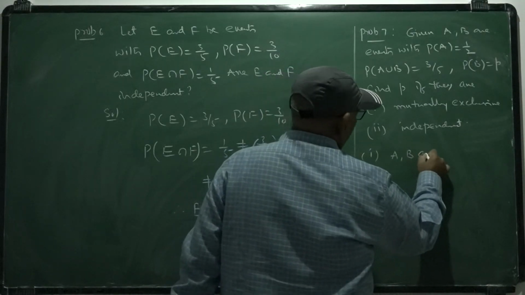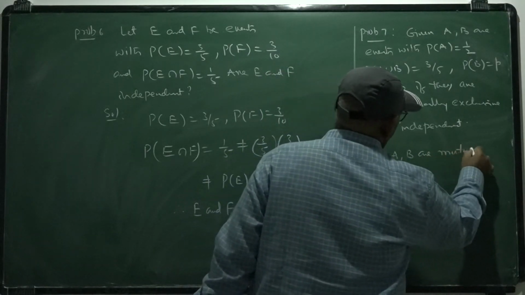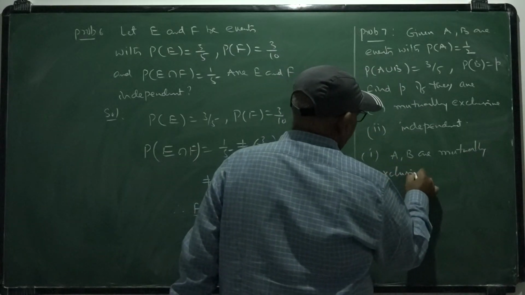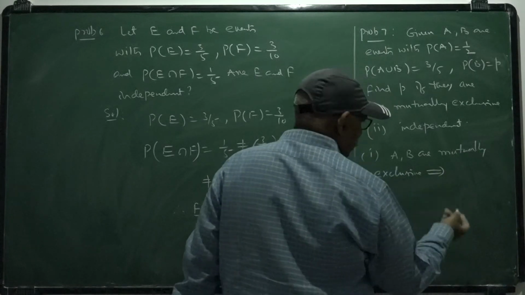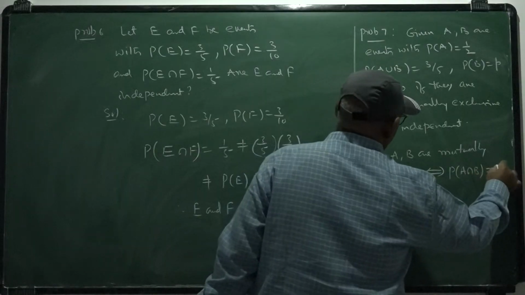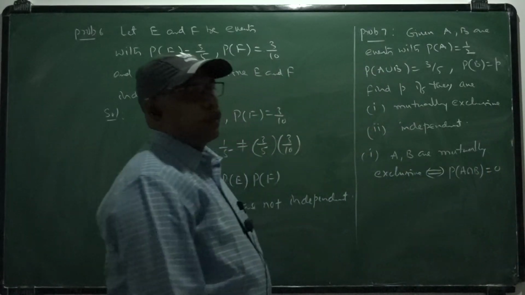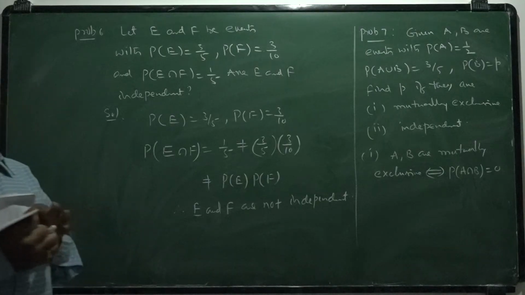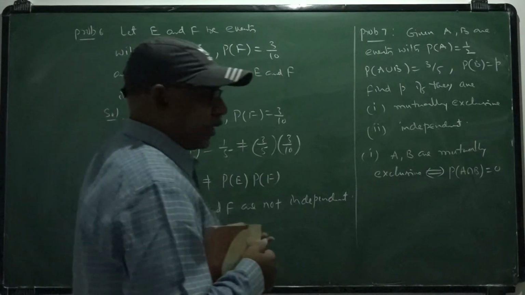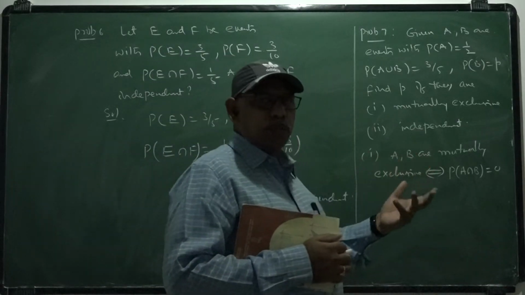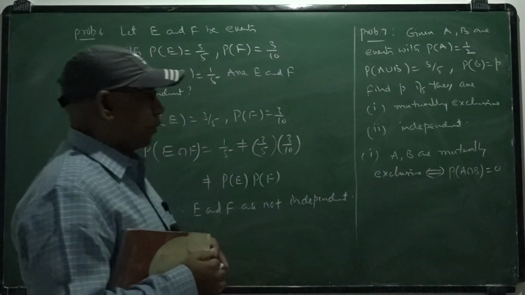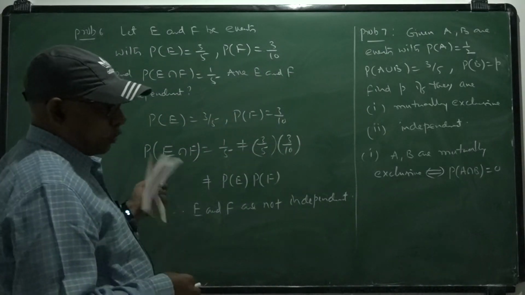A, B are mutually exclusive implies probability of A intersection B is 0. Once A intersection B is empty, then they are said to be mutually exclusive. A, B are disjoint. There are no common possible outcomes to A and B. Then you can say that they are mutually exclusive. In such a case, the probability is 0.